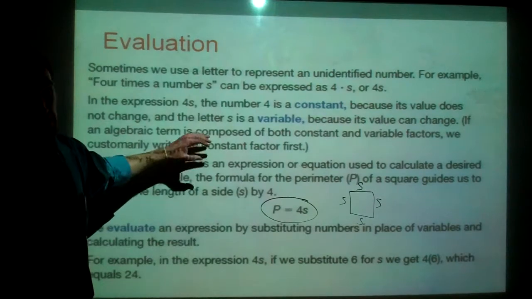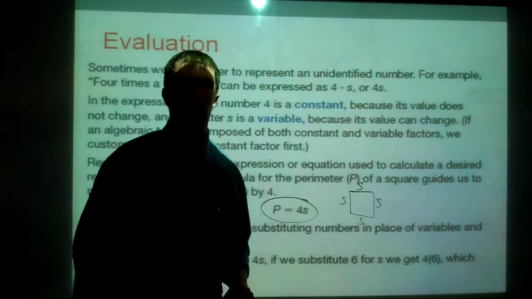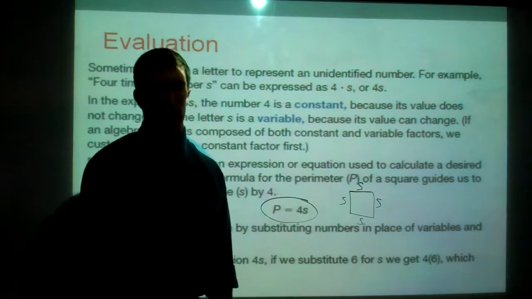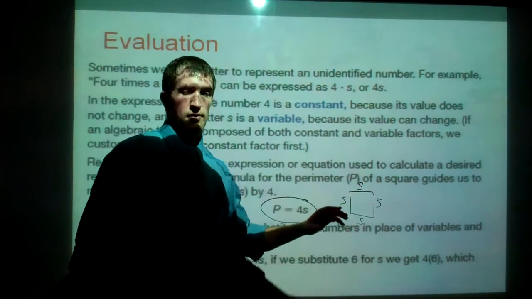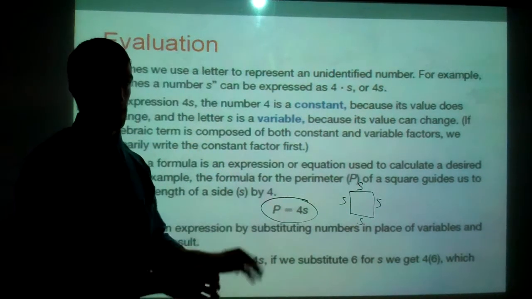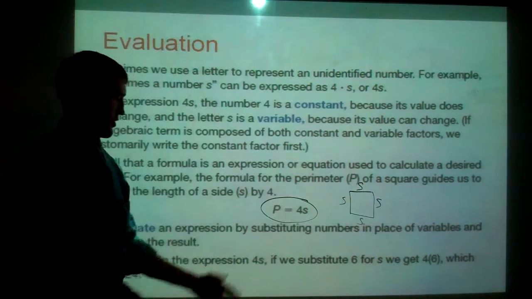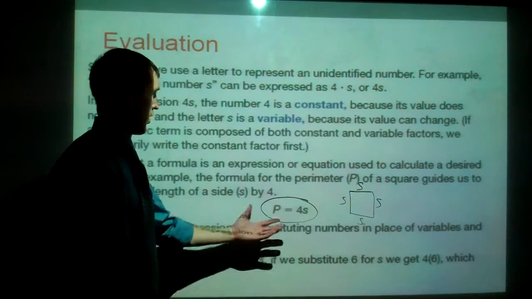So that would be an evaluation problem, because basically we have a formula, and then we are told what value to put in for a specific variable. In this case, we would be given a side length, and then we would put in what we needed to and solve from there. So yes, you can figure out the perimeter from the side length of a square, and that's how you would do it.